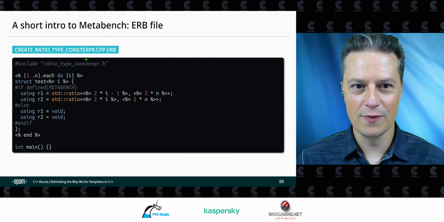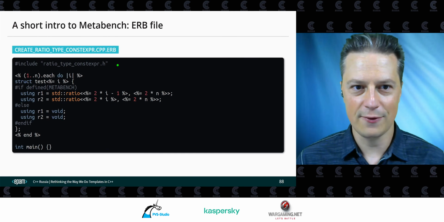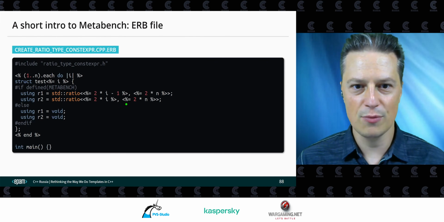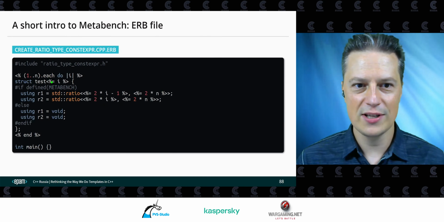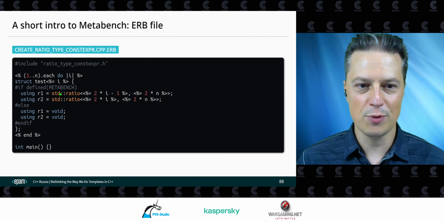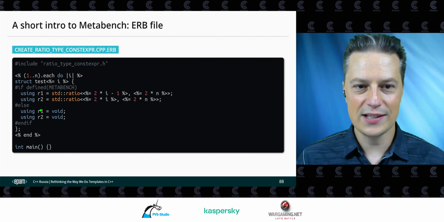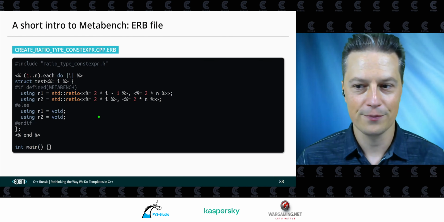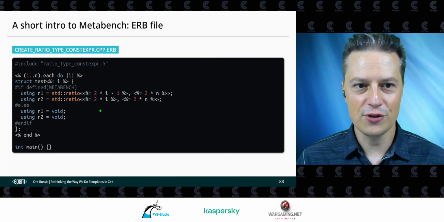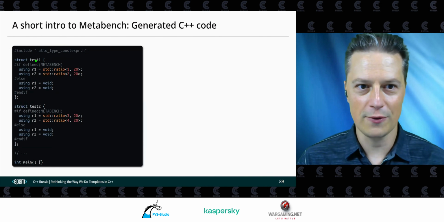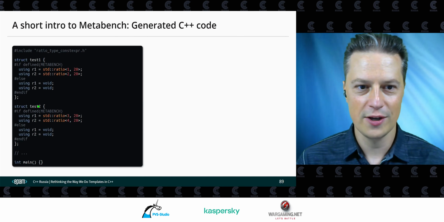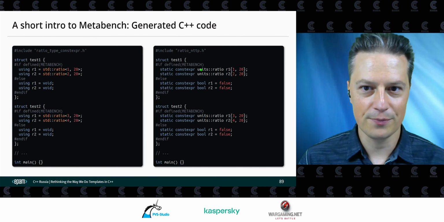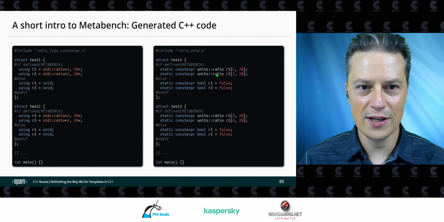A Ruby source file looks as follows. You include some stuff here that's needed for you to work with, and then you make a loop that basically takes the argument from this range and creates a loop. And if defined metabench, you provide things that you want to test, else you provide some other code that basically will be treated as the reference performance. So only the difference is important for you. After generation, this code looks as follows, right? You have test 1 with 2 ratios or 2 voids, test 2 with 2 ratios or 2 voids, and so on. And you can also put the NTTP ratio and verify its performance.